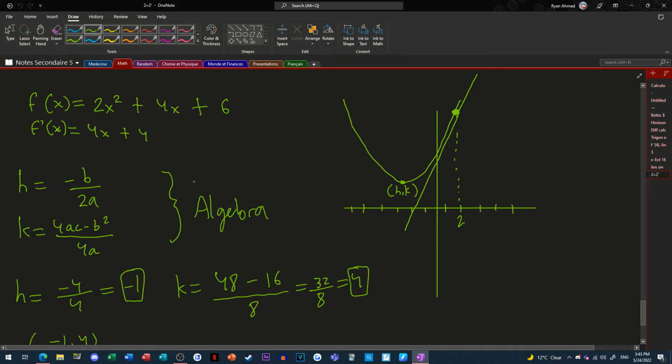So usually what you would do is you would be asked to find the slope of the tangent line at one specific x value, for example 2. So then you would replace 2 in your derivative function, so it would give you 4 times 2, which is 8, plus 4, which is 12. So the slope of this would be 12, right? Now, what we're going to be doing instead is basically the inverse operation of that.